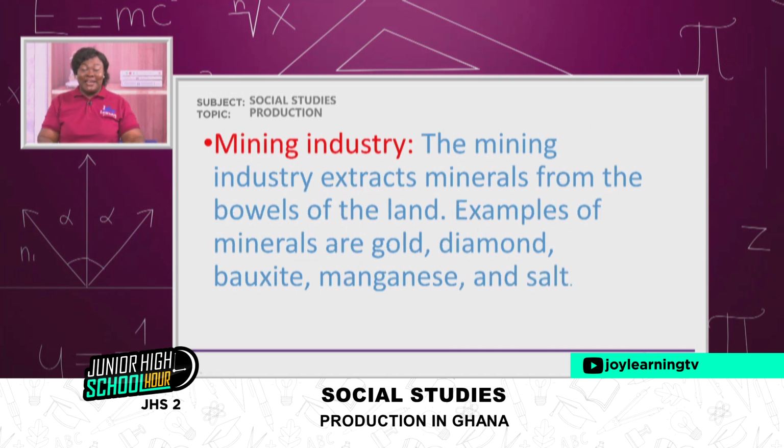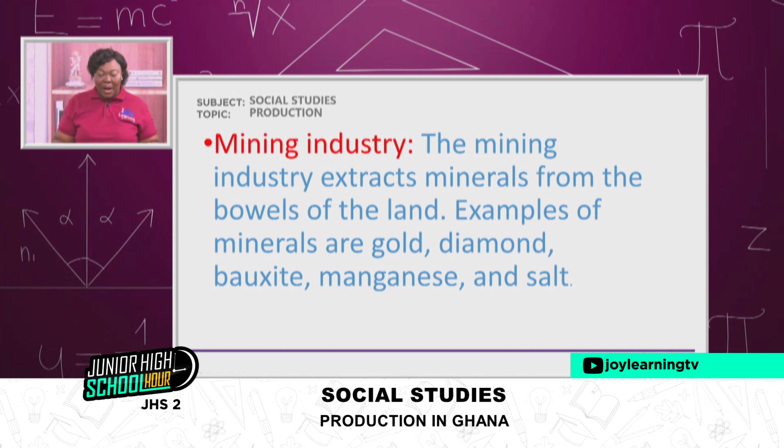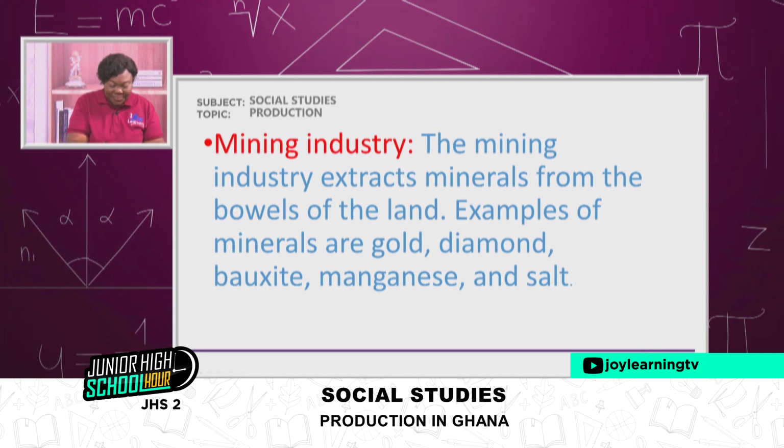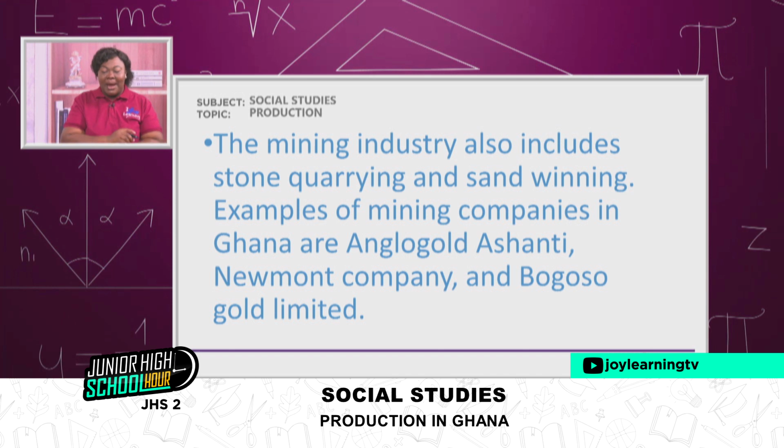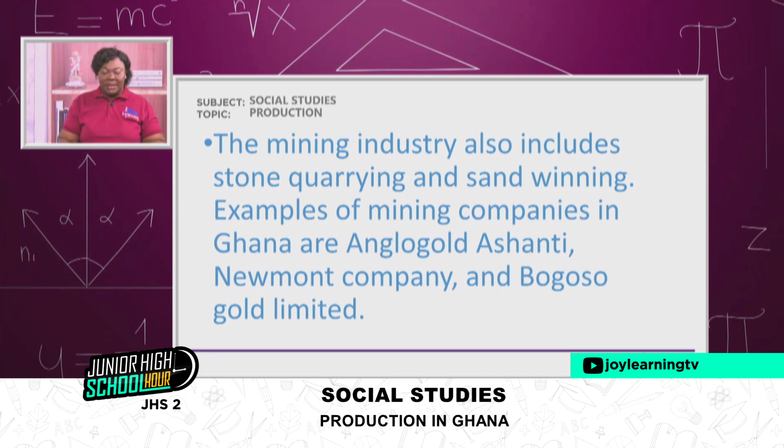Then we come to the mining industry. The mining industry extracts minerals from the bowels of the land. That's the core of the land. Examples of such minerals are gold, diamond, bauxite, manganese, and salts. The mining industry also includes stone quarrying and sand winning. Examples of mining companies in Ghana are AngloGold Ashanti, Newmont Company, and Bogoso Gold Limited.